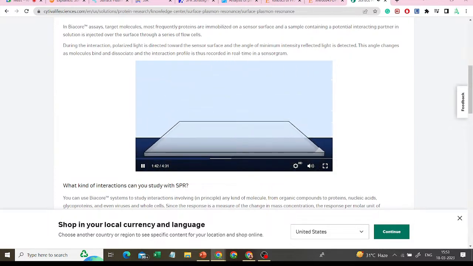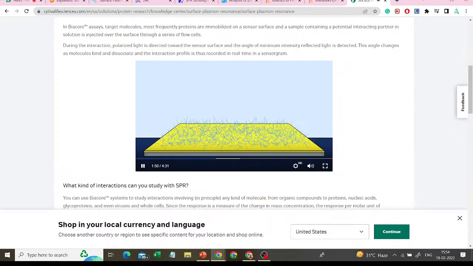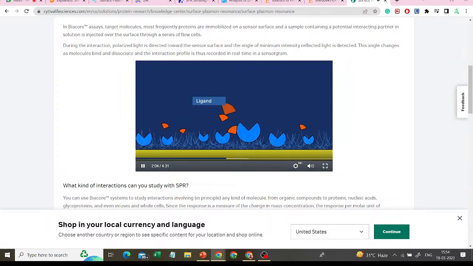A glass slide coated with a thin gold film makes up the sensor surface. For most applications, a dextran matrix covers the gold film and acts as a substrate that molecules can be attached to, and provides a hydrophilic environment for the interaction. Other matrices can be used to attach specific types of molecules. The specificity of the surface is determined by the nature of the molecule attached to it.